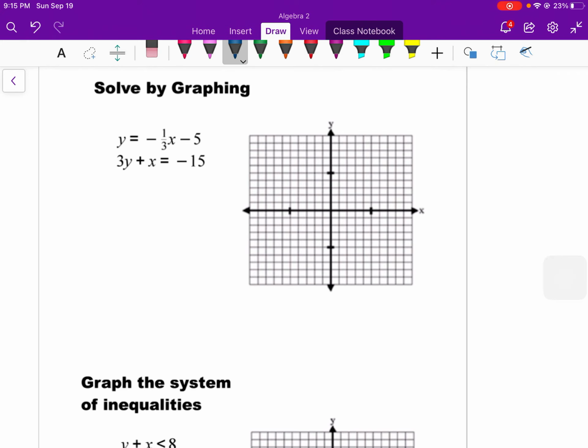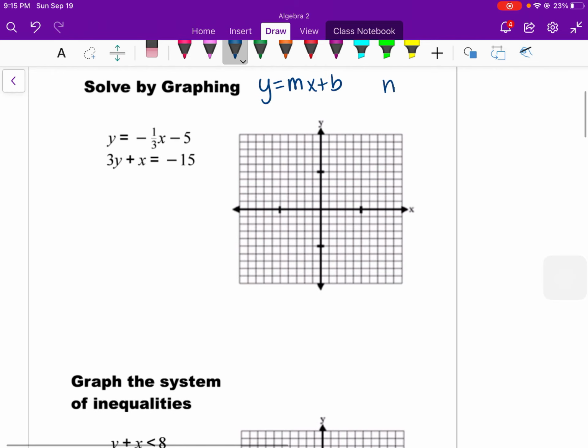So to solve by graphing, ideally we want both of our equations to be in the form y equals mx plus b, because from that form, remember m is our slope and b is our y-intercept, or where it crosses the y-axis. So that helps us graph nicely. So the first line is in slope-intercept form, where the slope is negative 1/3 and the y-intercept is negative 5.